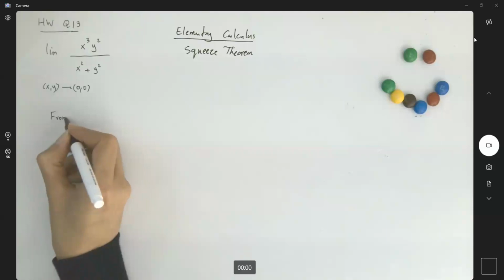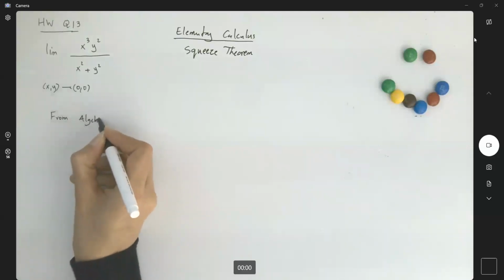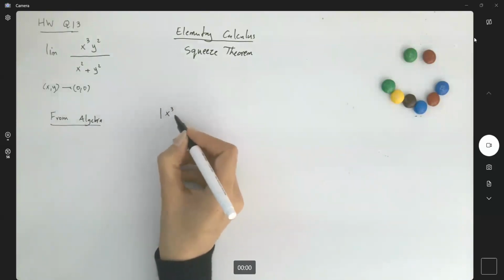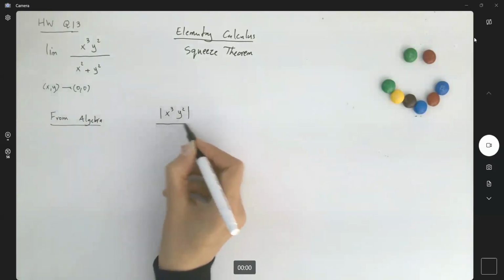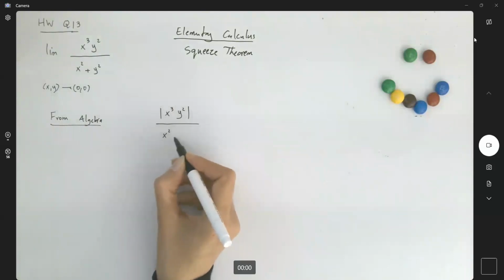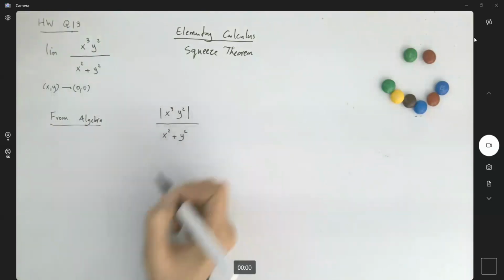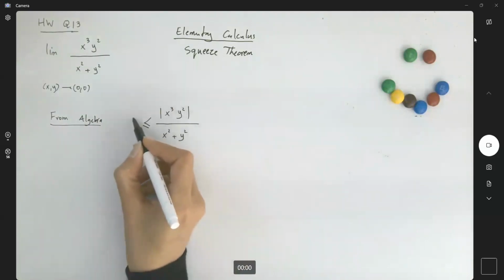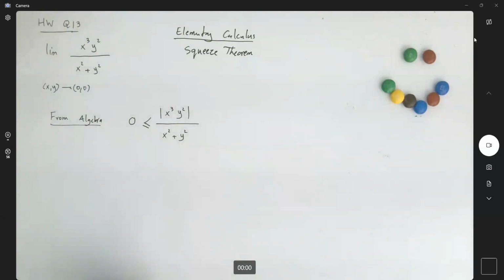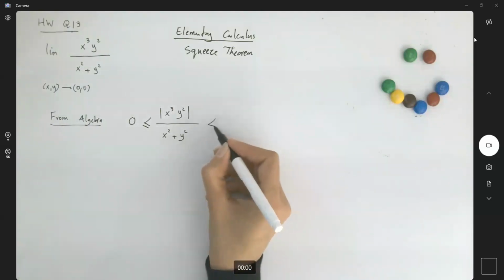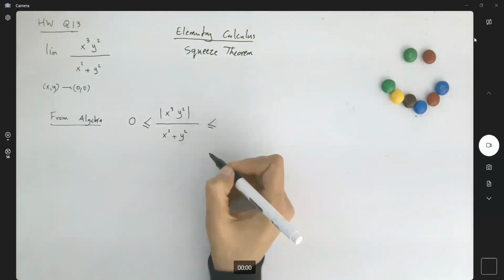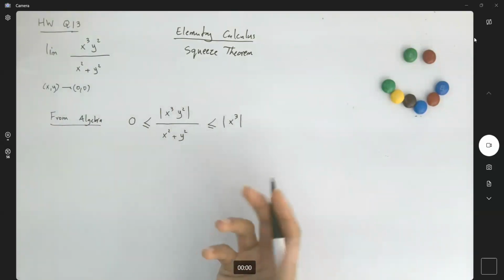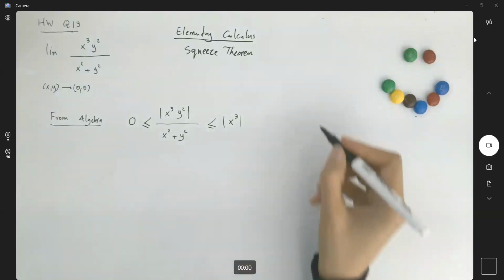From algebra, guys, there is nothing calculus about this. The absolute value of x cubed y squared divided by x squared plus y squared is always positive, always larger than or equal to 0. And it's always less than or equal to the absolute value of x cubed. Why is that? Take a look at this.